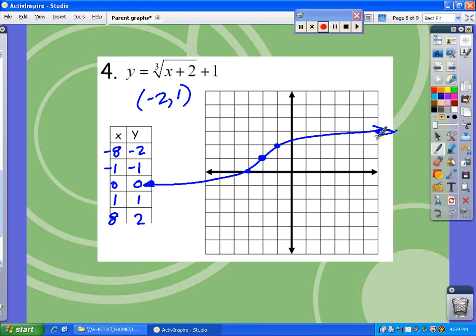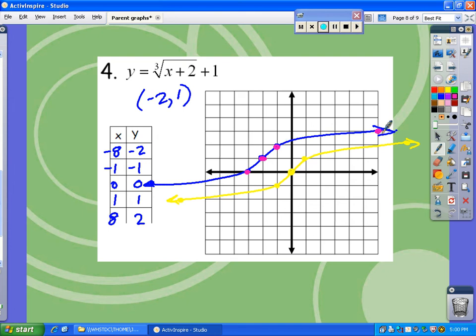Alright, here again, we can graph the parent graph first. So 0, 0, negative 1, negative 1, negative 8, negative 2, 1, 1, 8, 2. So here's my parent graph. Now we're going to transform it. So that means all of our points are going to move left 2, up 1. So left 2, up 1, left 2, up 1, and so on for each point.